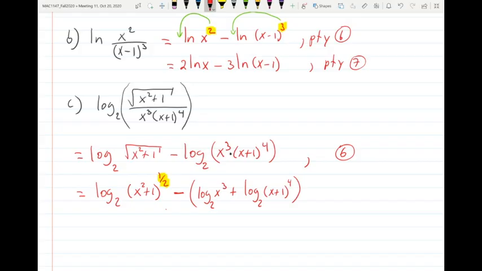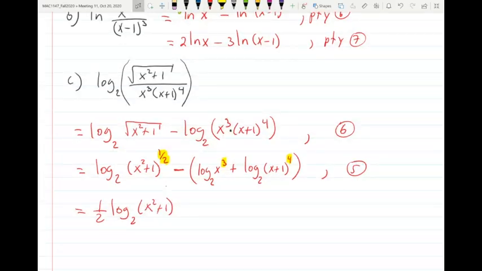So again, why am I putting those parentheses? Because the minus is going to affect those expressions. Okay? So here, what I really used now was property 5. So now there are some exponents that we can take down. We can take down the 1/2, we can take down the 3, and we can take down 4, right? We're gonna have 1/2 log base 2 of x squared plus 1. I'm gonna take down the exponents and distribute the negative at the same time, if you don't mind. We're gonna have minus 3 log base 2 of x minus 4 log base 2 of x plus 1.